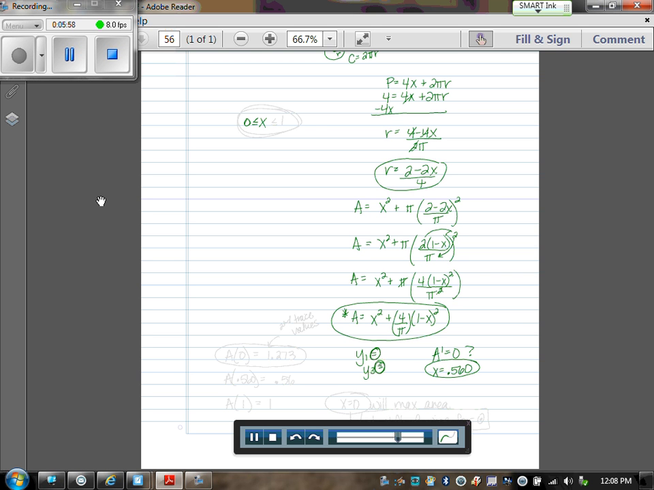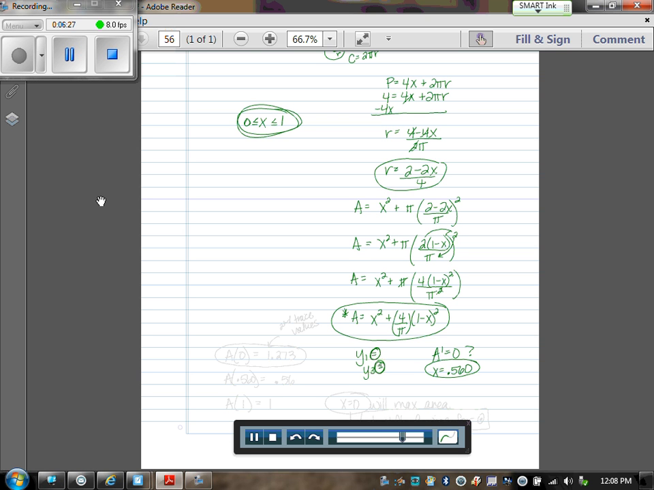What can it not be, though, on the other end of the spectrum? Well, I know that we only have 4 feet of wire, and if the perimeter is 4x, then x at the most can only be 1. So x has to be less than or equal to 1 to make sure that we don't go over 4 feet and we don't have any negatives. Those are my 2 endpoints, if you want to think of it that way.